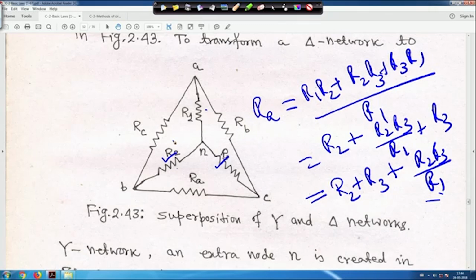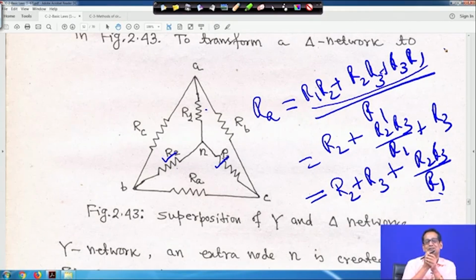So, it is very easy the way you want, but I always feel this is the simplest one, because you take the product R1 R2, R2 R3, R3 R1, and this is common for all of R A, R B, R C. The numerator is common. So, when it is R A, the opposite branch is R 1, divided by R 1. When it is R B, whatever numerator is coming, divided by R 2, the numerator is same. Similarly, for R C, the common numerator divided by R 3, the simplest one.